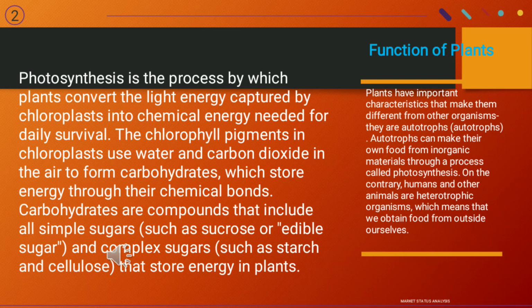Next is the function of plants. Plants have unique features that distinguish them from other organisms. They are autotrophic or autotrophs. Photosynthesis is a mechanism that autotrophs use to produce their own food from inorganic materials. Humans and other species, on the other hand, are heterotrophic creatures, meaning we get our food from sources other than ourselves.